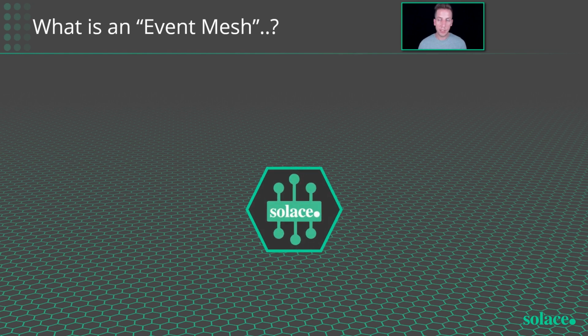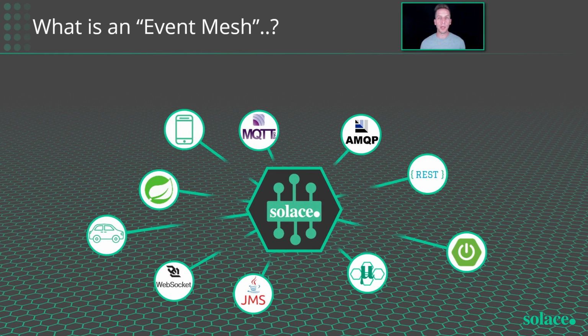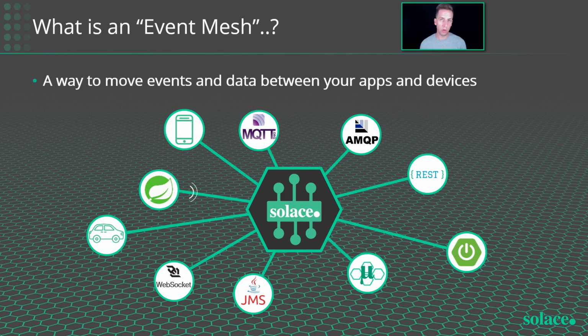At its core is the event broker, and this is where your applications actually connect into. So consuming applications will register subscriptions of interest, and whenever publishers send data or events, the broker will route that to the consuming applications based on those subscriptions.